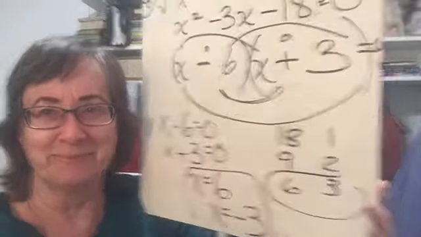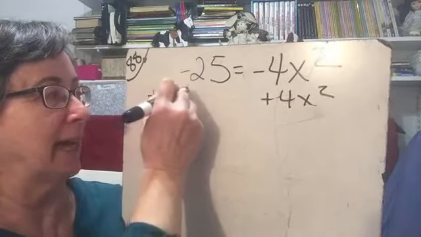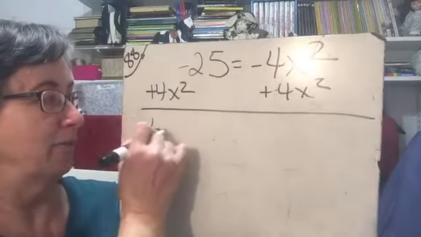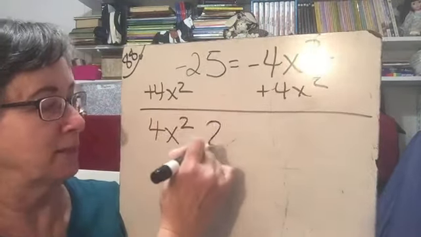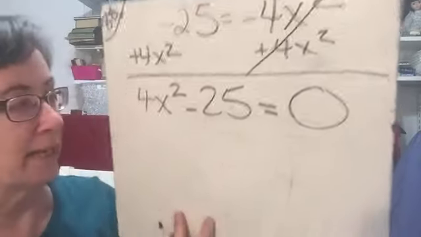Negative 25 equals negative 4x squared. Okay, so it's kind of in a weird position. It's certainly not in standard form, is it? So let's put it in standard form. Let's add 4x squared to both sides. So if I add a 4x squared on this side too, then I'm going to get 4x squared minus 25 equals 0. That's in standard form, isn't it?